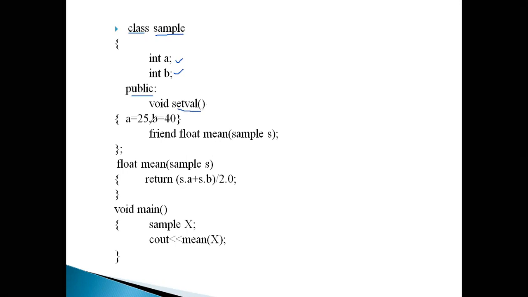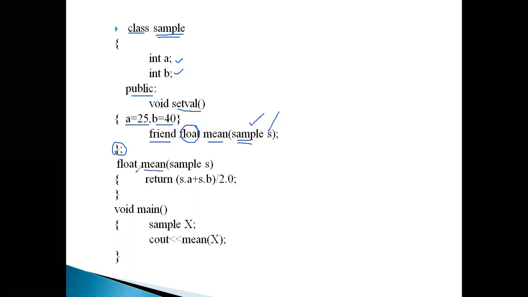In the public function section, I am defining a function setVal. In this function, I am assigning a value 25 to A and 40 to B, and I am declaring one more function, mean, as a friend function by using the keyword friend, and this function is returning a float value. When I make one function a friend, then definitely the parameter must be the object. So S is the object of the class sample. Then close the class, come to the next one.